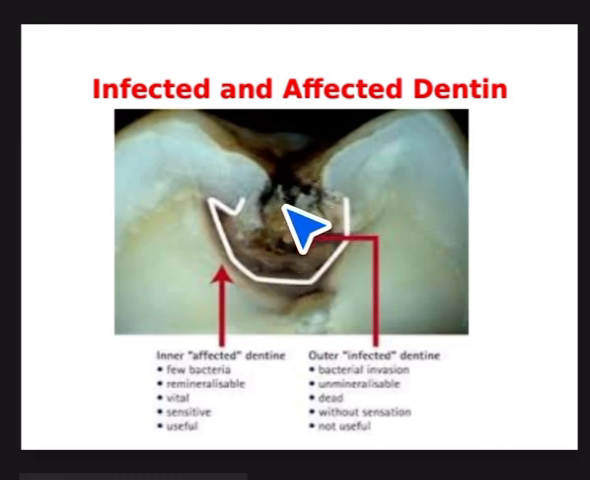So see the difference between traditional dentistry and minimal intervention dentistry. And see the difference between infected dentine and affected dentine and normal tissue. We do not remove any healthy tissue in MID. We remove only infected, not even affected dentine, which can be remineralized. So this is one of the basic principles of minimal intervention dentistry.